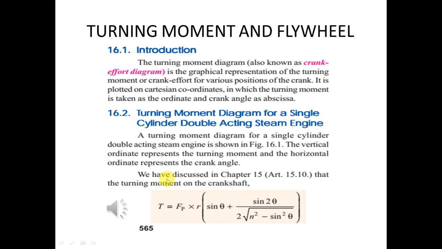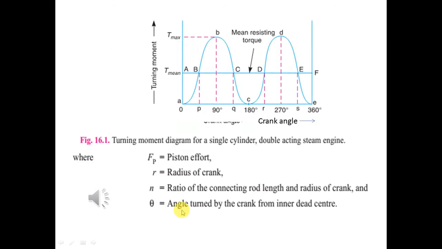We know the turning moment on the crankshaft from the previous slides which I distributed during the class hours. The turning moment or the torque T is given by Fp into R into sin theta plus sin 2 theta divided by 2 into square root of n square minus sin square theta. Theta is the crank angle, Fp is the piston effort, R is the radius of the crank, and n is given by L by R, that is the ratio of the connecting rod length L to the radius of the crank. Theta, as I told you, is the angle turned by the crank from the inner dead center. So these are the values of theta.